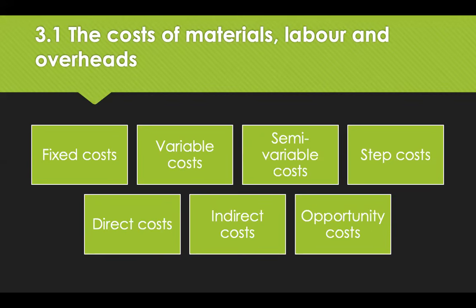Whereas variable costs are materials that are generally used in production, and this will change in proportion to the output. Semi-variable costs are made up of both fixed and variable costs, and step costs change at points rather than increasing steadily.